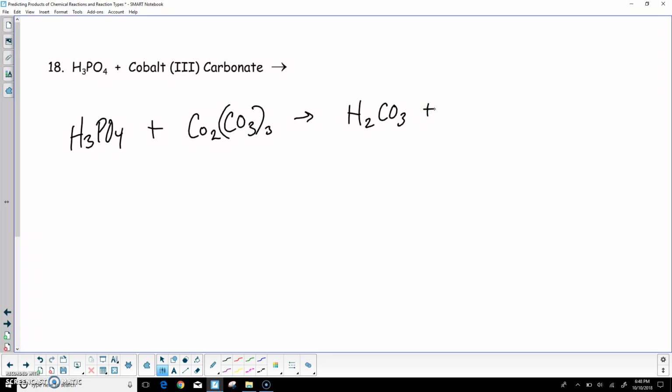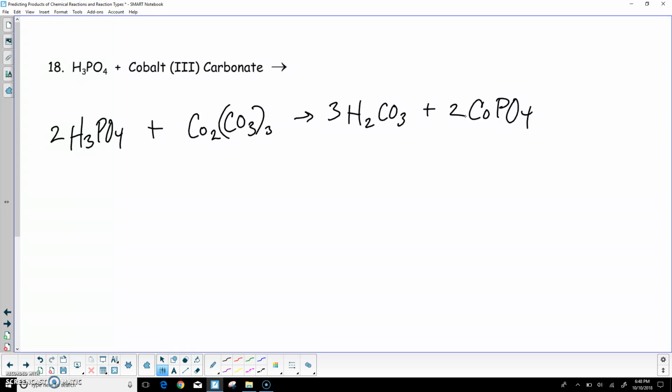Cobalt is 3 plus and phosphate is 3 minus, so it's just CoPO4. Alright, let's take a look here. In order to balance this guy, let's do the carbonates. Let's put a 3 here. That's going to make 3 carbonates on both sides. I have a total of 6 hydrogen over there, so I got to put a 2 here, put a 2 here, and that balances both the cobalt and the phosphate. 2, 1, 3, 2. All I have to do now is name these.